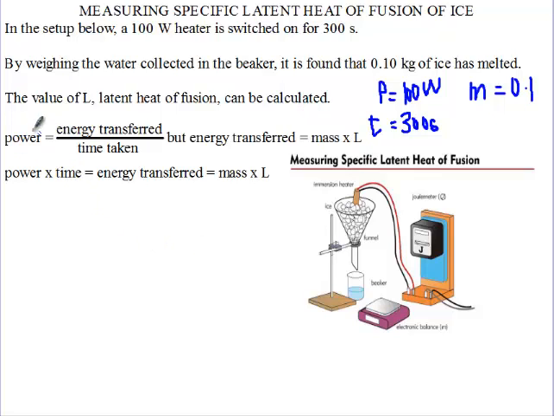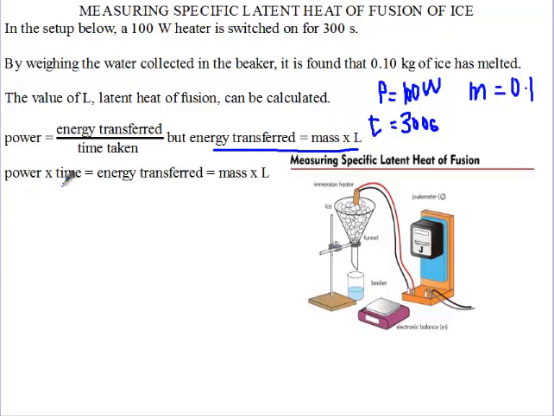Now, power is equal to energy transferred over time. Please don't forget our power equation. Power is equal to energy over time taken. But the same energy transferred is equal to mass times latent heat. This formula was seen in our previous lesson. Energy transferred is equal to mass times latent heat.